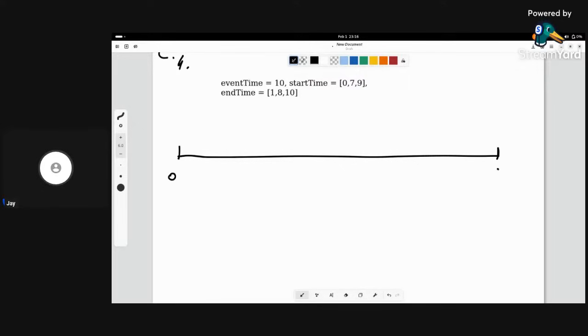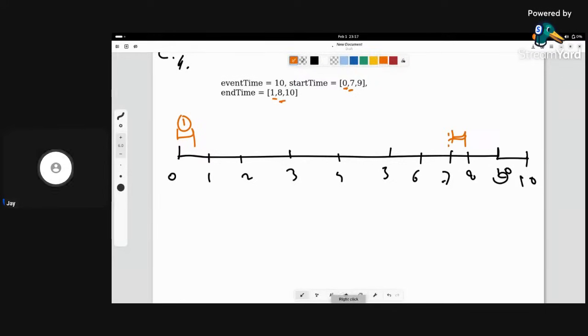Your event time starts at 0 and ends at 10. You have 0, 1, 2, 3, 4, 5, 6, 9, and 10. All right. So we had 3 meetings in this case. The first meeting started at 0, ended at 1. So this was your meeting number 1. The second meeting was between 7 to 8, your meeting number 2. And your final meeting was between 9 to 10, your meeting number 3.